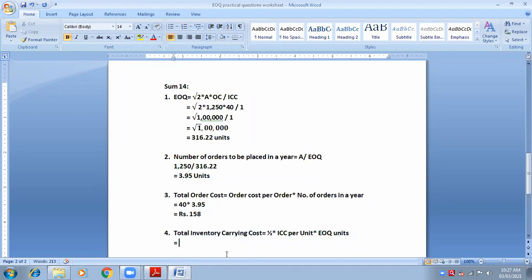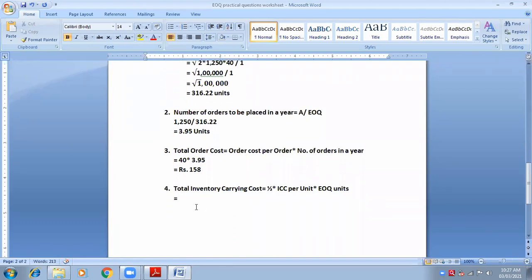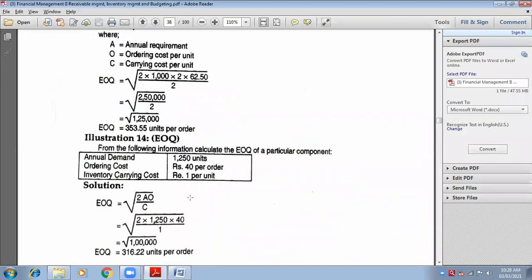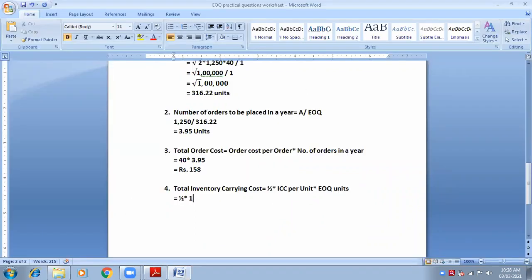See, the formula of inventory carrying cost. What is the formula of total inventory carrying cost? Come on, repeat the formula. Half into ICC per unit into EOQ units. Very good. So half into what is ICC per unit? ICC means inventory carrying cost. It is 1 per unit. So half into 1 into EOQ units.